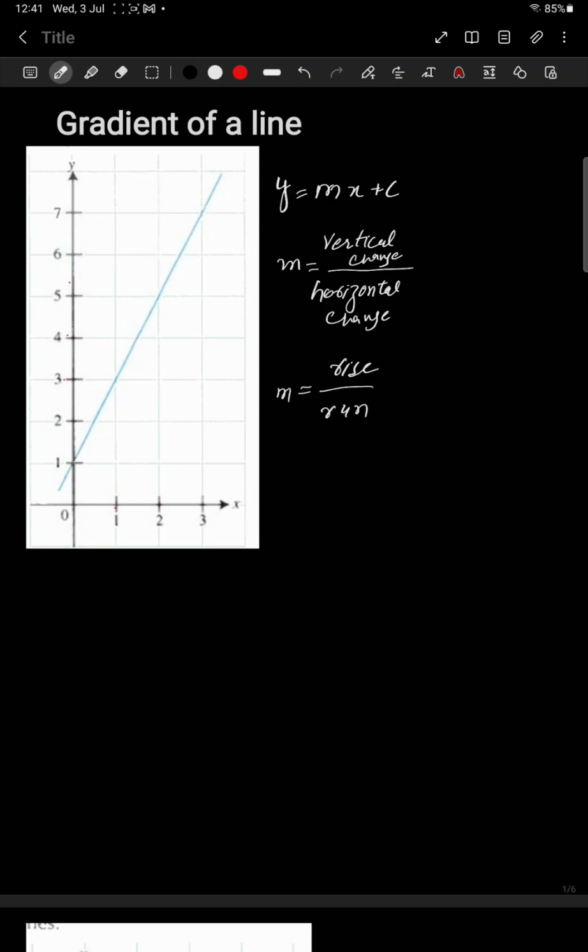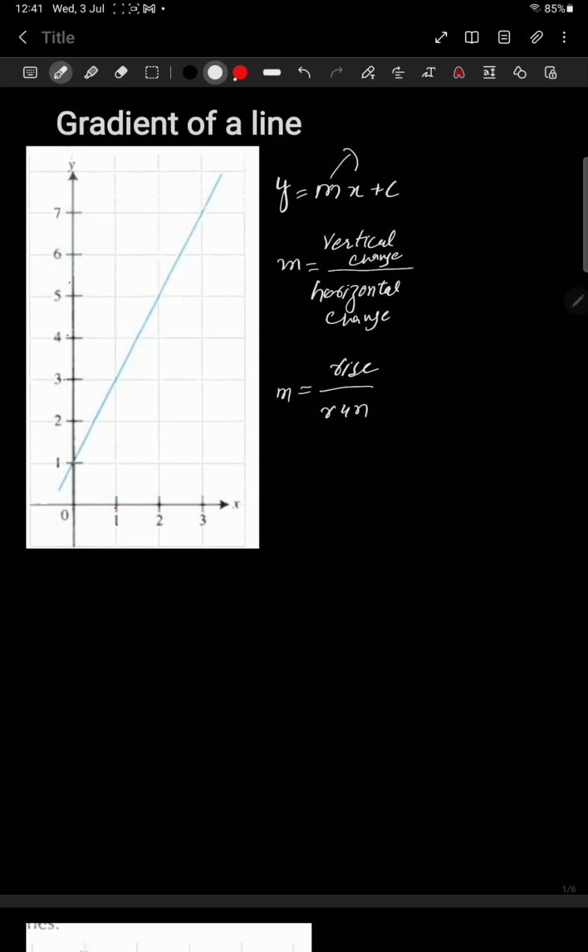Today our topic is how to find the gradient of a line from the graph. So here, the equation of the line given to us is y = mx + c. Over here, m is the vertical change over the horizontal change, meaning m is the gradient. So m is also called rise over run.